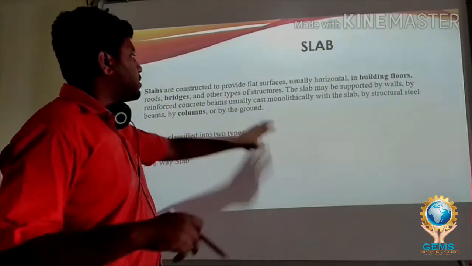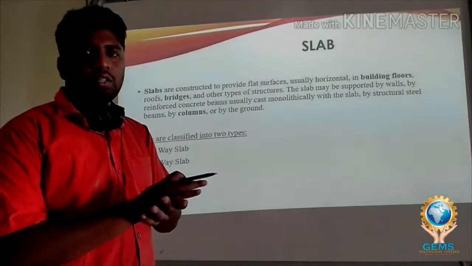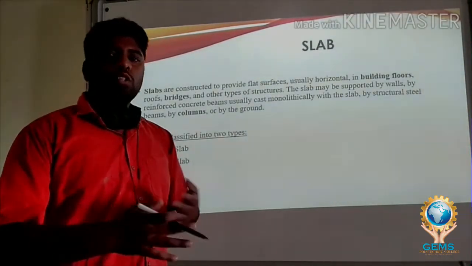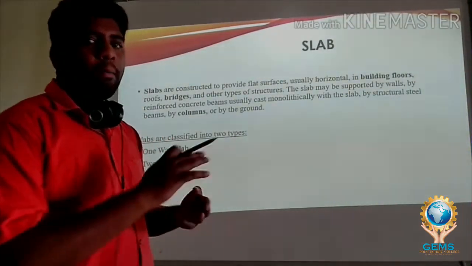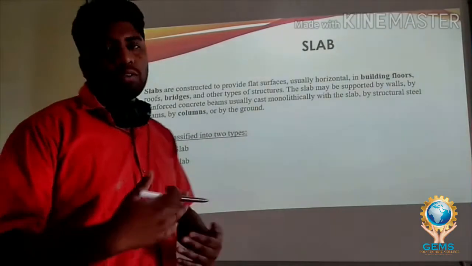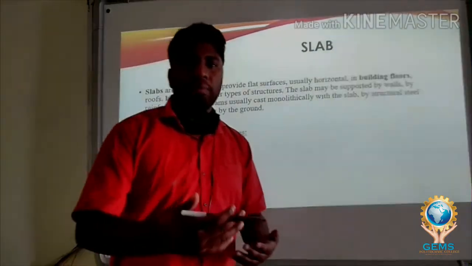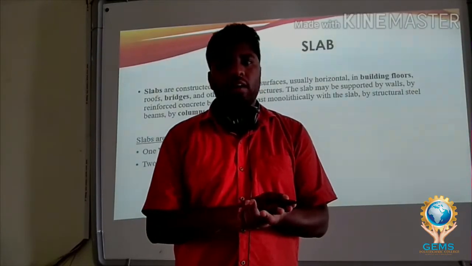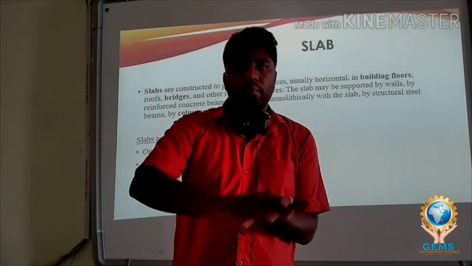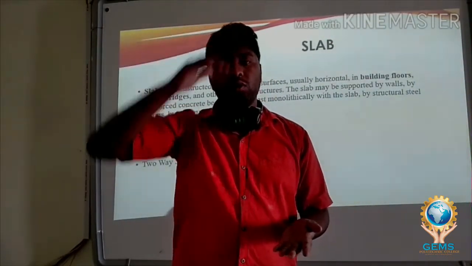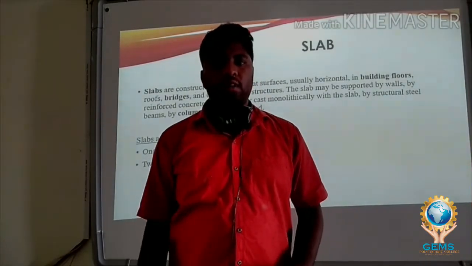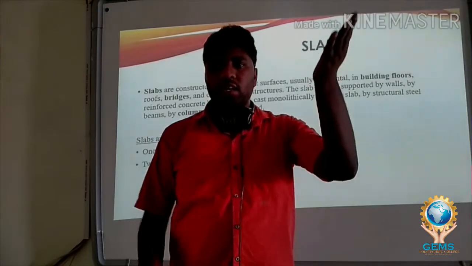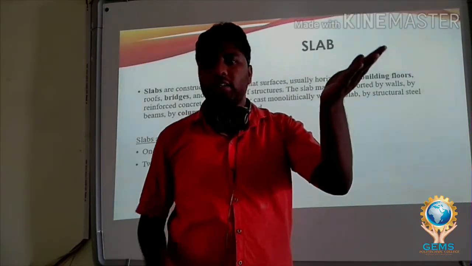So this is the slab. A slab is a horizontal flat surface. Usually it is horizontal and used in building floors, roofs, bridges, or other types of structures, like water tanks, where slabs are used below and above. And in staircases, the flight is also called a slab.